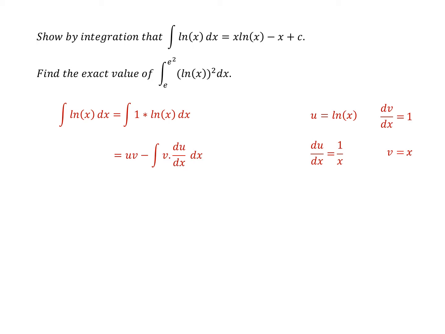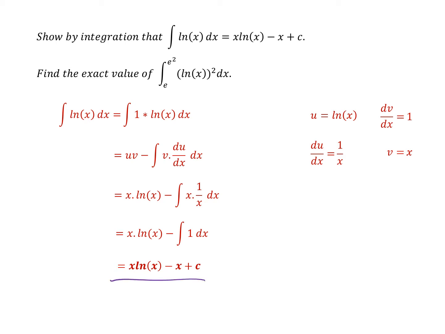So u times v is x ln x, and v times du dx is x times 1 over x. So this becomes x ln x minus the integral of x times 1 over x dx. x times 1 over x is just 1, of course, and the integral of 1 is x. So there we are. The integral of ln x is x ln x minus x plus c. So we've completed the first part of the question.